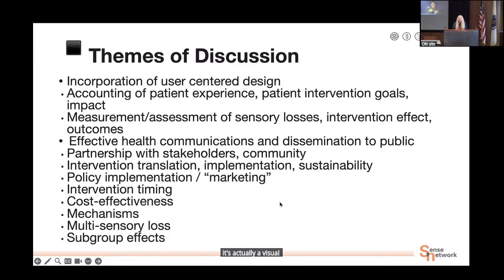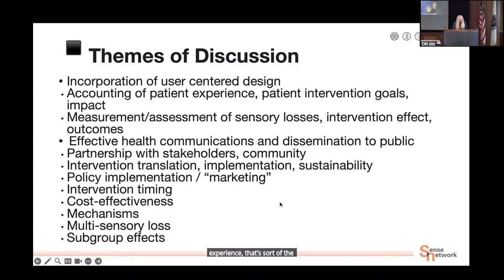So, bringing the user into this is going to be incredibly important for any intervention that we talk about. And those interventions are going to look really different, depending upon what we get to as the underlying problem. Accounting for the patient experience, so that's sort of the same thing.